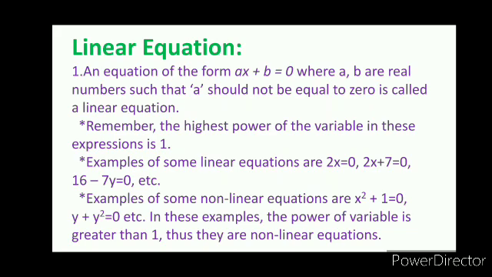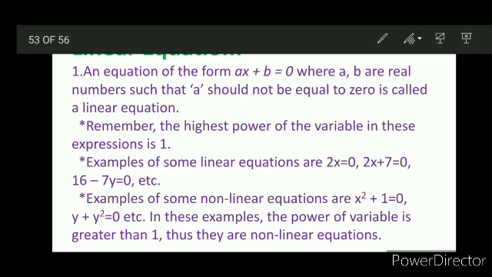An equation of the form ax plus b is equal to 0, where a and b are real numbers such that a should not be equal to 0, is called a linear equation. Here, this is the general form of a linear equation where a and b are numbers. That is, the numbers we have to take from real numbers. The real numbers are the set of numbers containing all types: rational numbers, irrational numbers, whole numbers, integers, etc.